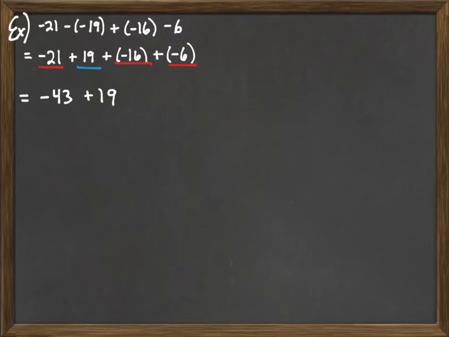And then we just follow our rules for arithmetic. Negative 43 plus 19. We're adding, they have different signs, so we do their difference. 43 minus 19 is 24, and then we would keep the common sign. So it's negative 24.